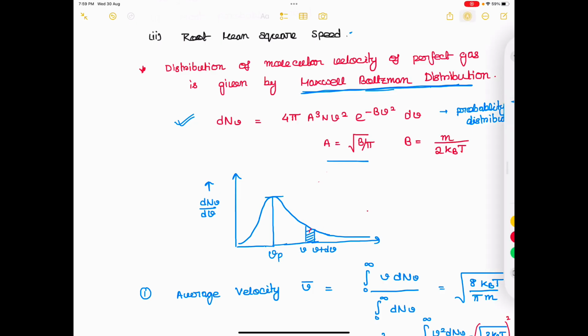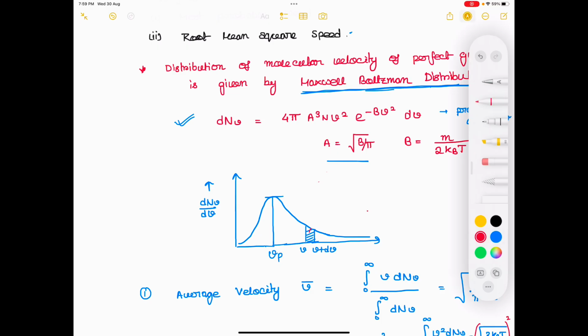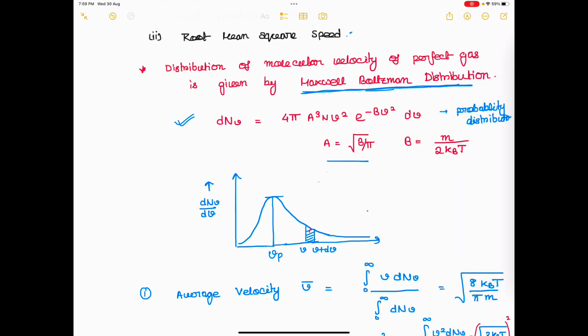Here this axis is the velocity axis v, and this is dN_v by dv. This is the probability distribution function or density function. Now this is the distribution. This is the Maxwell-Boltzmann distribution, and all the molecular velocities of the perfect gas follow this kind of distribution.